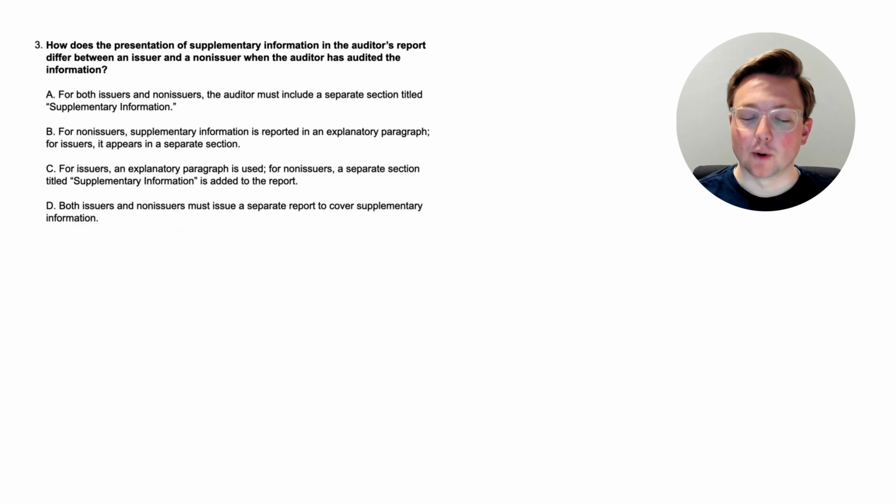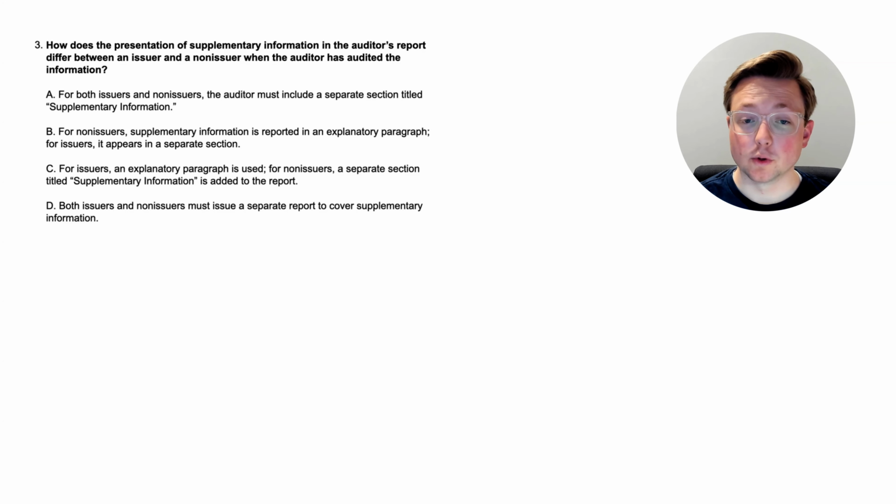All right, here we are at question 3. How does the presentation of supplementary information in the auditor's report differ between an issuer and a non-issuer when the auditor has audited the information? We talked a little bit about that in question 1, but let's dive in more. Option A, for both issuers and non-issuers, the auditor must include a separate section titled Supplementary Information.